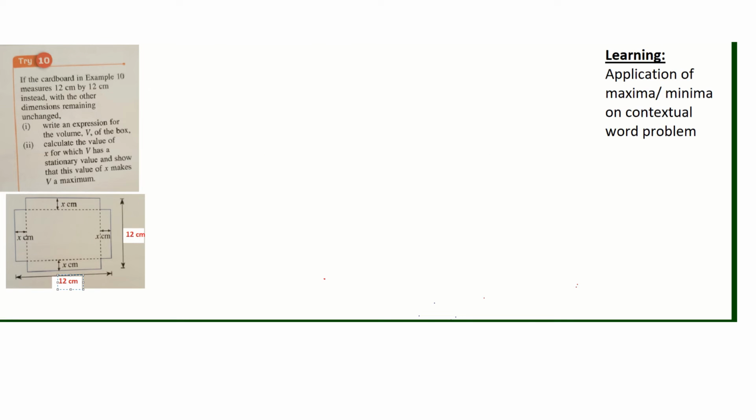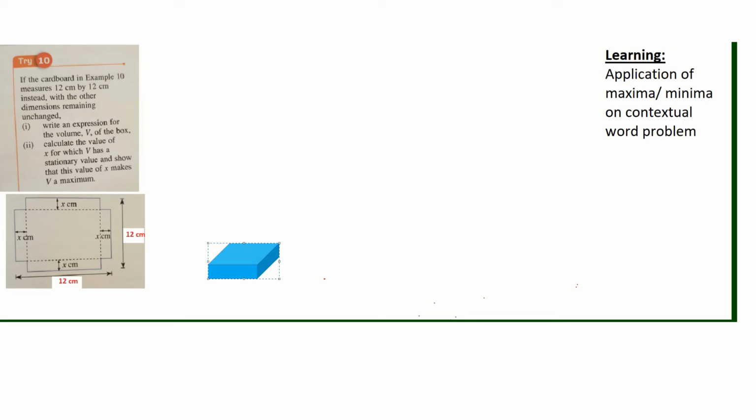Okay, so people, can you turn with me to page 413 and let's have a look at try 10. Try 10 would require everyone to refer to example 10, where the plan of the cardboard is given over there. But this time round, it will be a 12 by 12 cm cardboard. But before we continue with the question, I think the main important question that we need to ask is this.